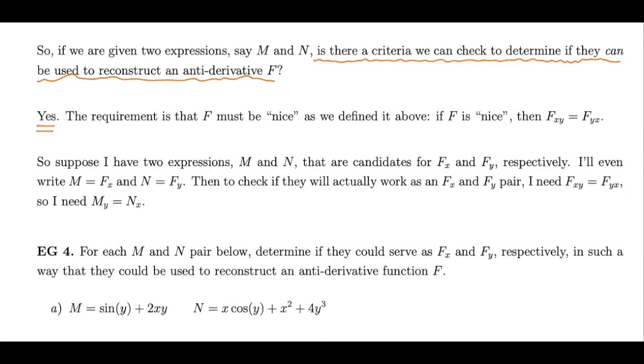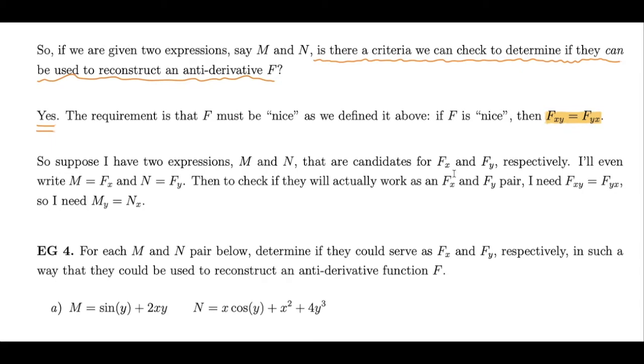The criteria hinges on a property that we identified in a much earlier example, and it boils down to the requirement that for our antiderivative function, capital F, the mixed partial derivatives must be equal. So as it says here, if I'm presented with two expressions, M and N, and I believe that those are candidates for the partials of capital F with respect to x and with respect to y, I'll even write that. I'll even write capital M is equal to f sub x and capital N is equal to f sub y, as I did just a second ago. Then I need these mixed partials to be true.